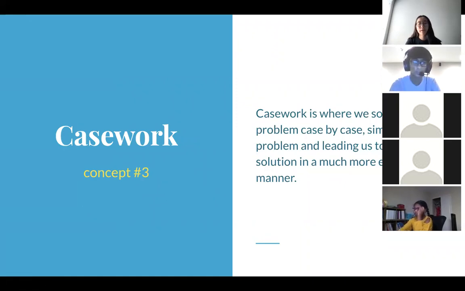Okay, so concept number 3 is casework. Casework problems are basically where you just go one by one and look for every possible solution to the problem. You have to do it in a methodical way so you don't miss a single case. But it can solve problems in a pretty elegant way.